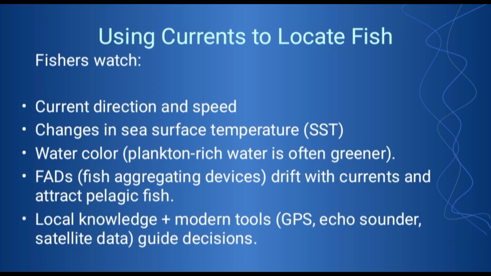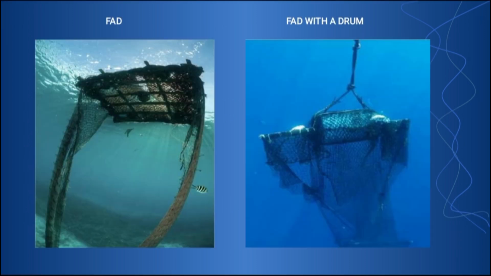So when using currents to locate the fish, the fishers watch or use the FADs, or fish aggregating devices, which drift with currents and attract pelagic fishes. Also, local knowledge plus modern tools, for example GPS, echo sounder, and satellite data, guide decisions. So this is the example of the FAD and the FAD with the drum.